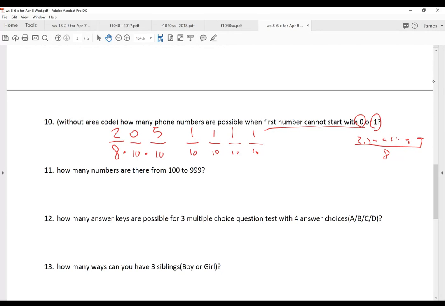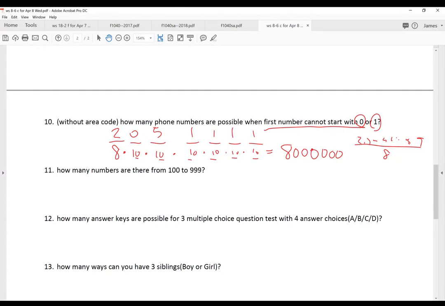So if you multiply all these, you're going to get 8 followed by, put the calculator down, that many zeros. Well, how'd you get that? I count 1, 2, 3, 4, 5, 6 zeros. So just put those zeros there. Okay, so 8 million numbers are possible without the area code. Wow, sounds like a lot.